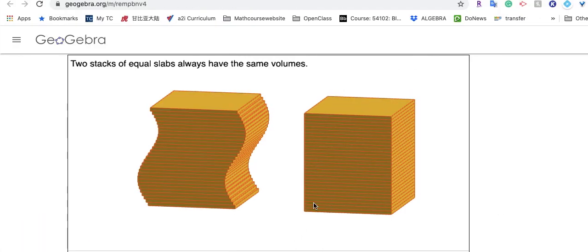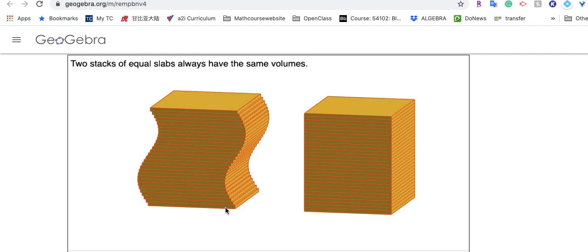As you can see, you can imagine this is like a pile of books. We know this is a rectangular prism, and we know we can use length times width times height to find the volume. However, this one is curved like this. So how do we know the volume?